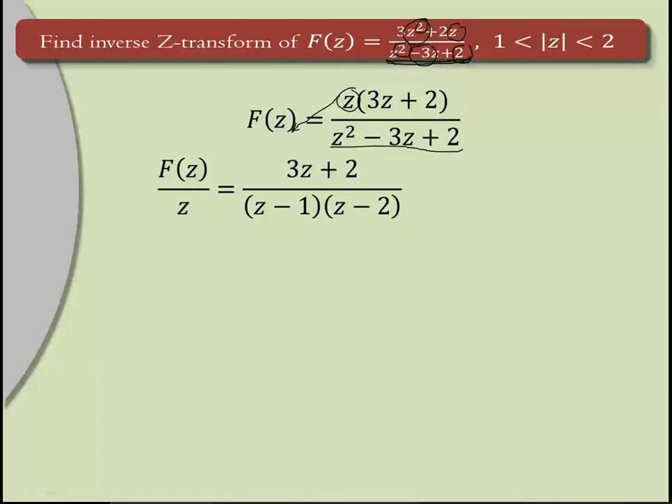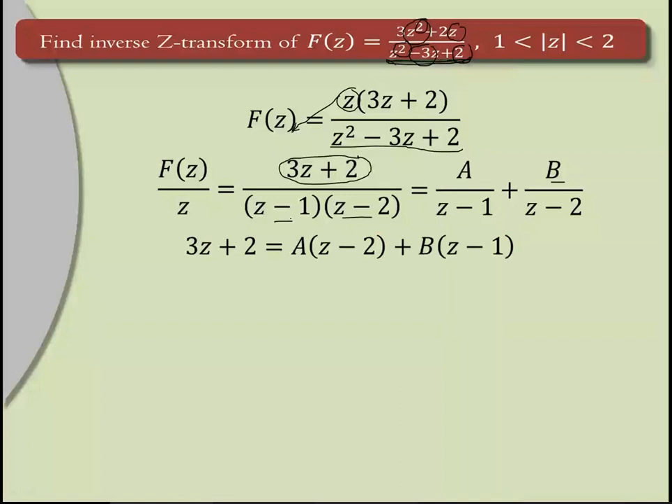So to make the power less, we take one z common, take it to the other side, and now separate out the terms: A upon z minus 1 plus B upon z minus 2. And now do the cross multiplication, take all these terms to the other side. So 3z plus 2 is equal to A into z minus 2 plus B into z minus 1.